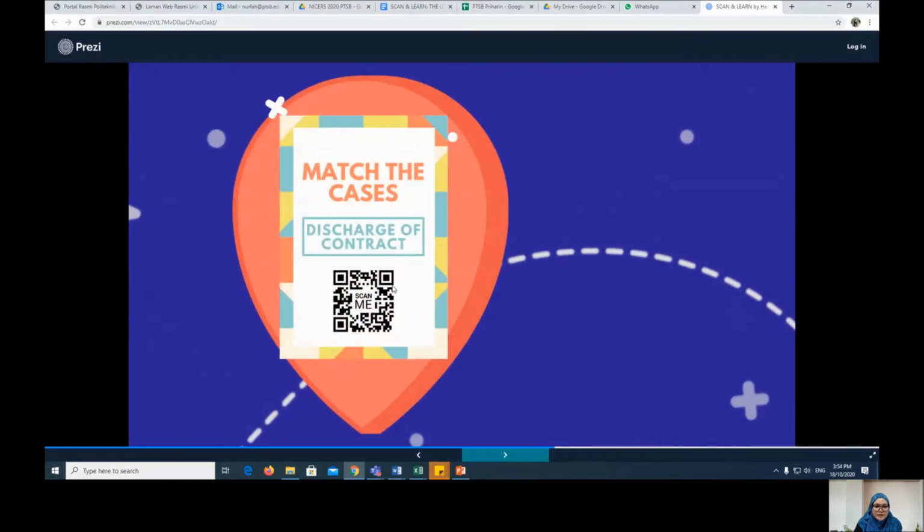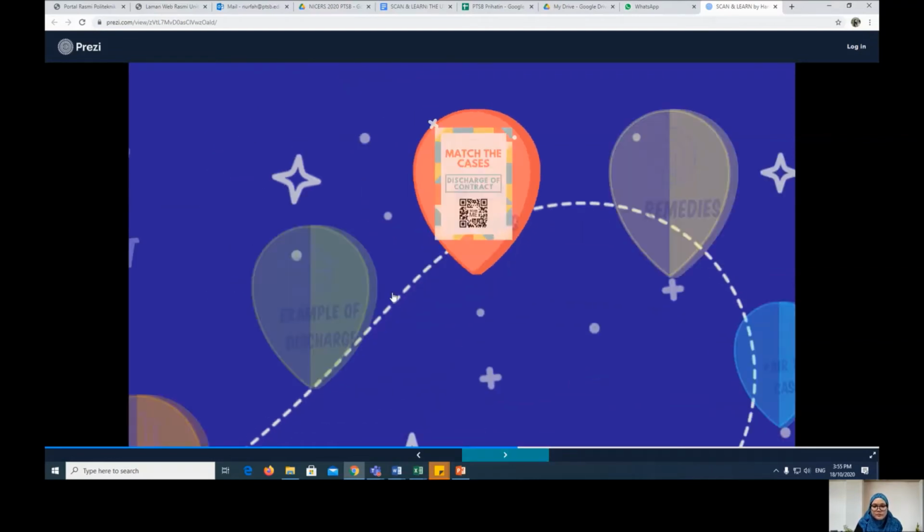After they finish the second step, they will move to the third step, and they have to scan this QR code to match the cases based on the topic of discharge of contract. They have to make sure that they match the correct cases with the correct types of discharge that they have learned before.